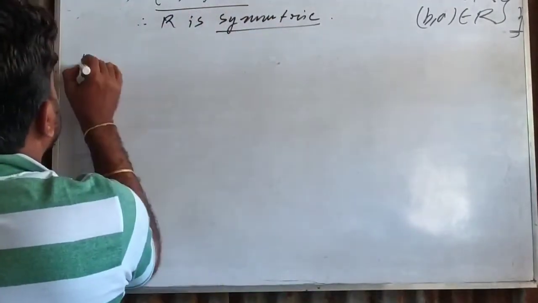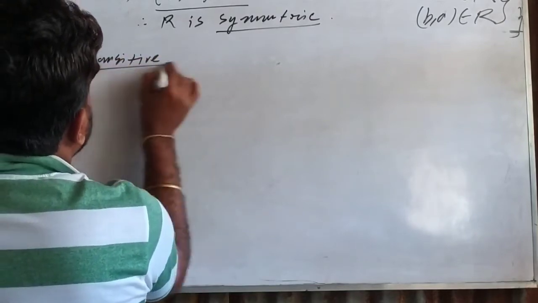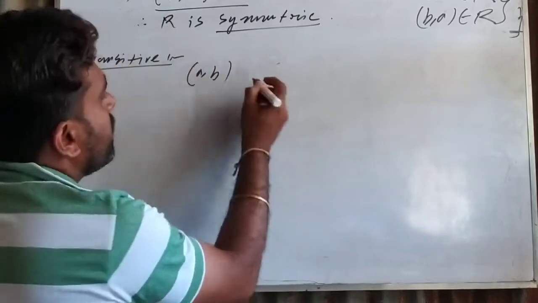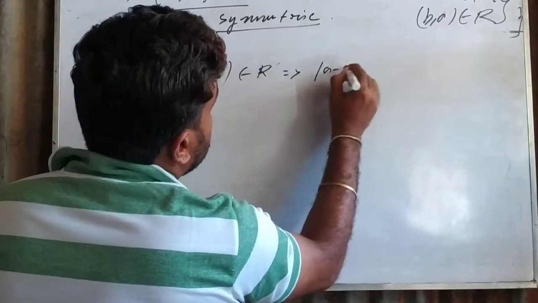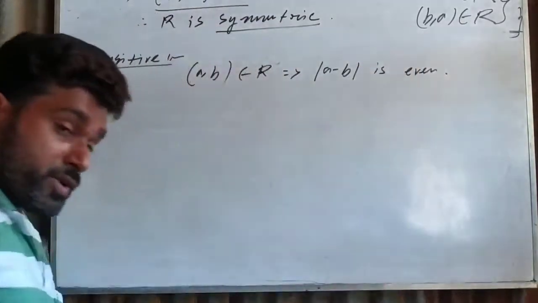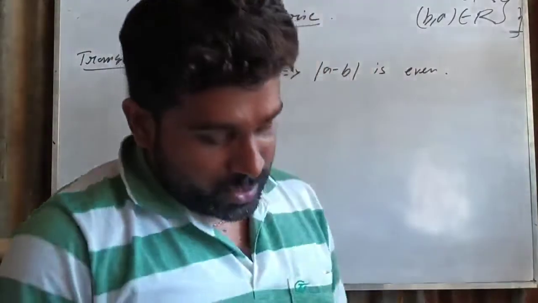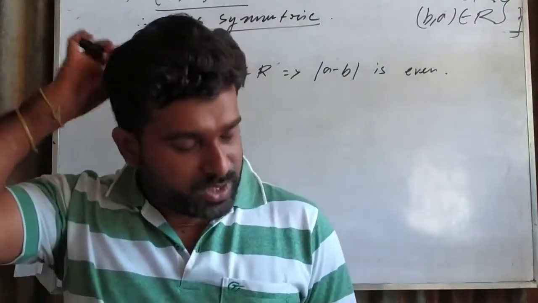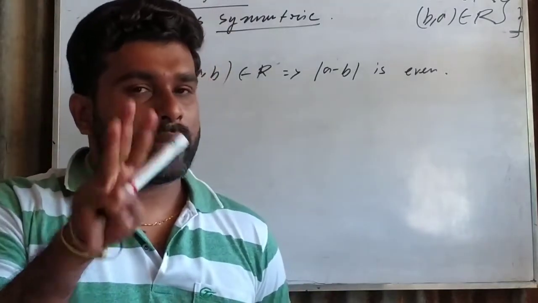Transitive part. For the same line should be written here. R belongs, this implies mod of a minus b is even. So for the transitive part, as I told you, so far I remember I had discussed this transitive property as well. In the transitive property, as I told you, 3 elements are required, A, B, C.